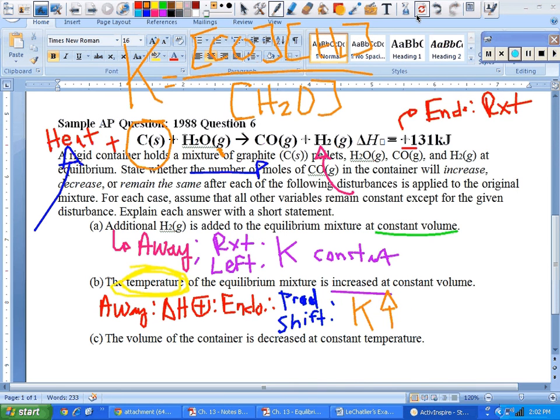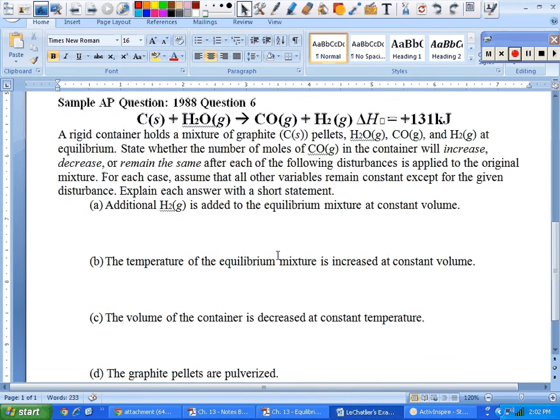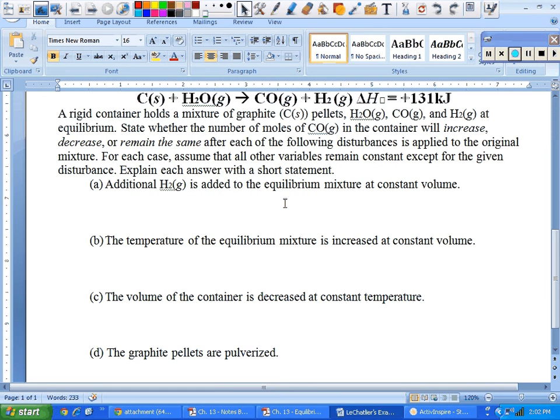So this time, we're going to take the volume and we're going to decrease it. Well, if you decrease the volume, what happens to my pressure? If I take you and stick you in my office, what's going to happen? Okay, first of all, the volume gets smaller, so what happens to the pressure? The pressure increases.